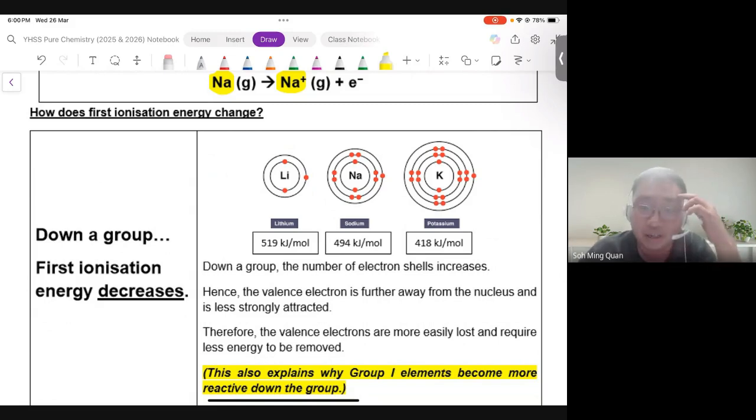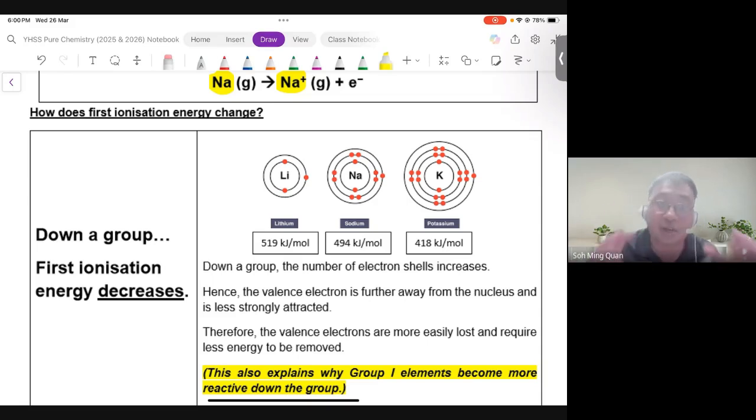So you have to think, what is keeping the electron in an atom? What is keeping it there? The idea is the valence electron is attracted by the protons in the nucleus, right? Without the protons in the nucleus to attract the electrons, they will just fly away. And that makes sense. So as we go down the group, we could ask ourselves, are the valence electrons going to be more strongly attracted or less strongly attracted?